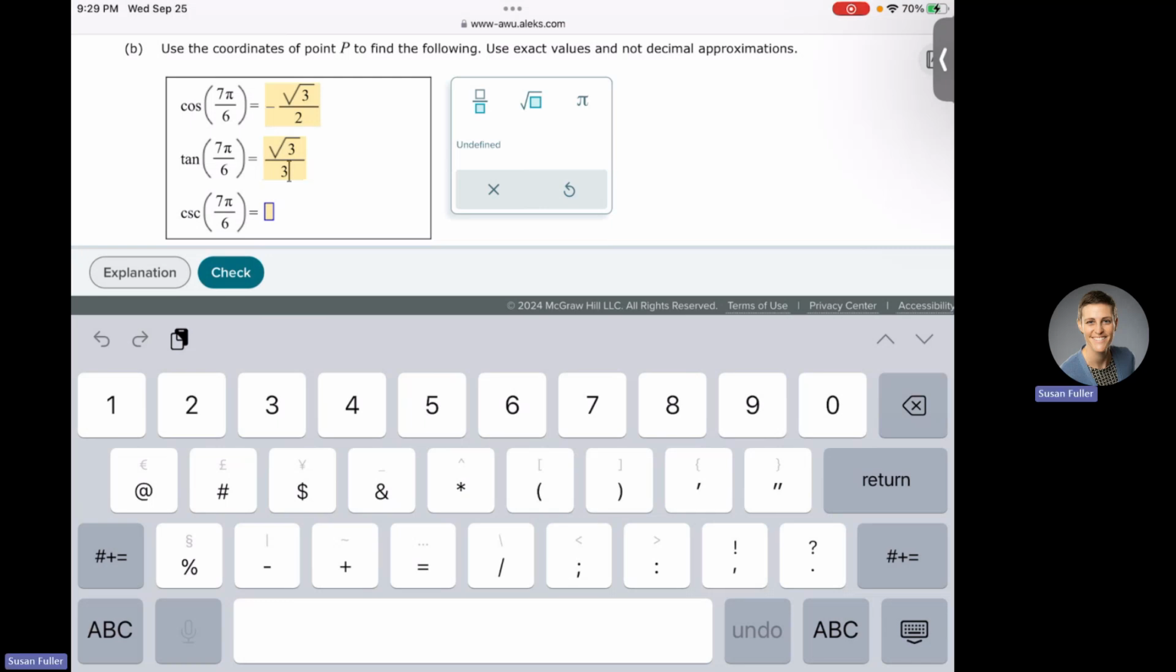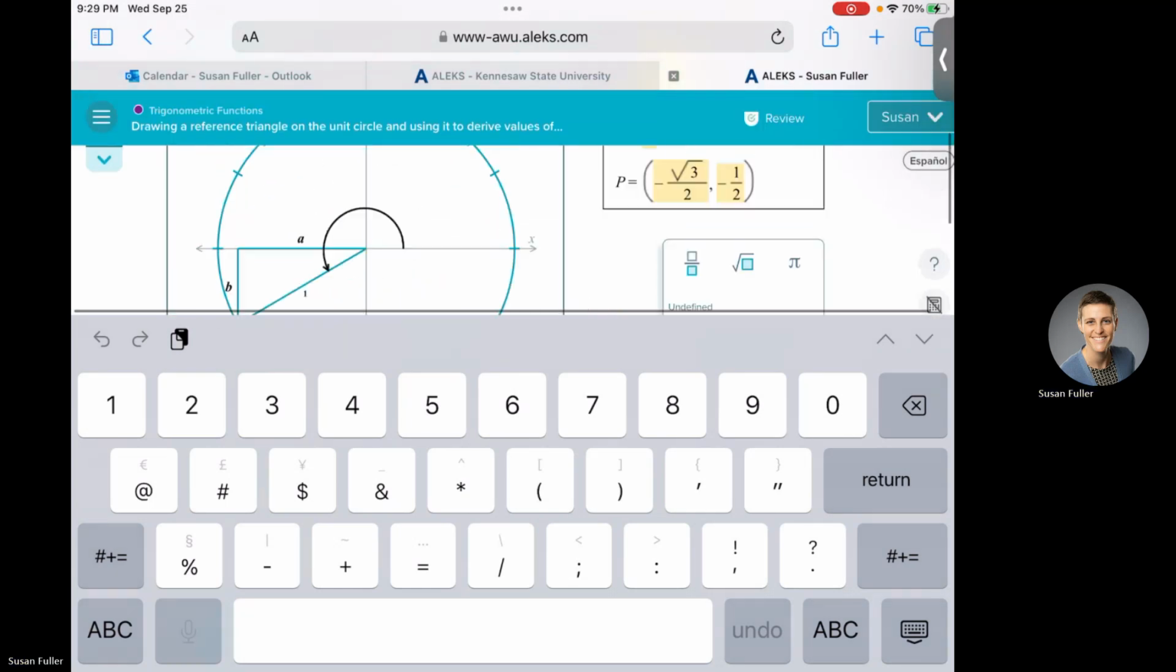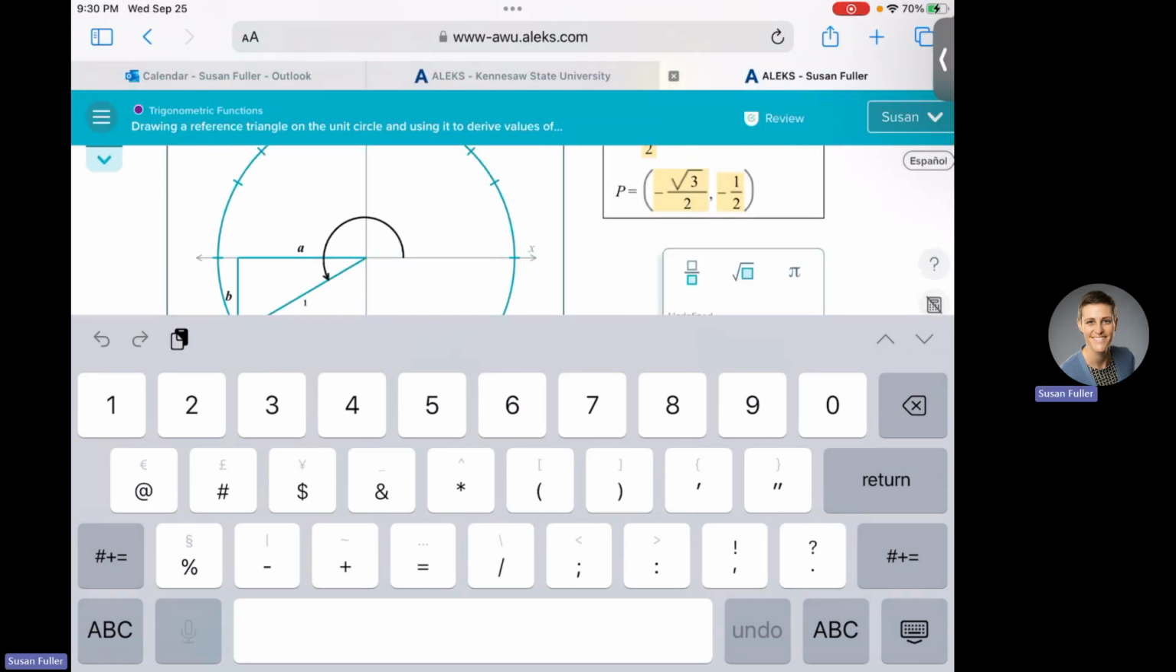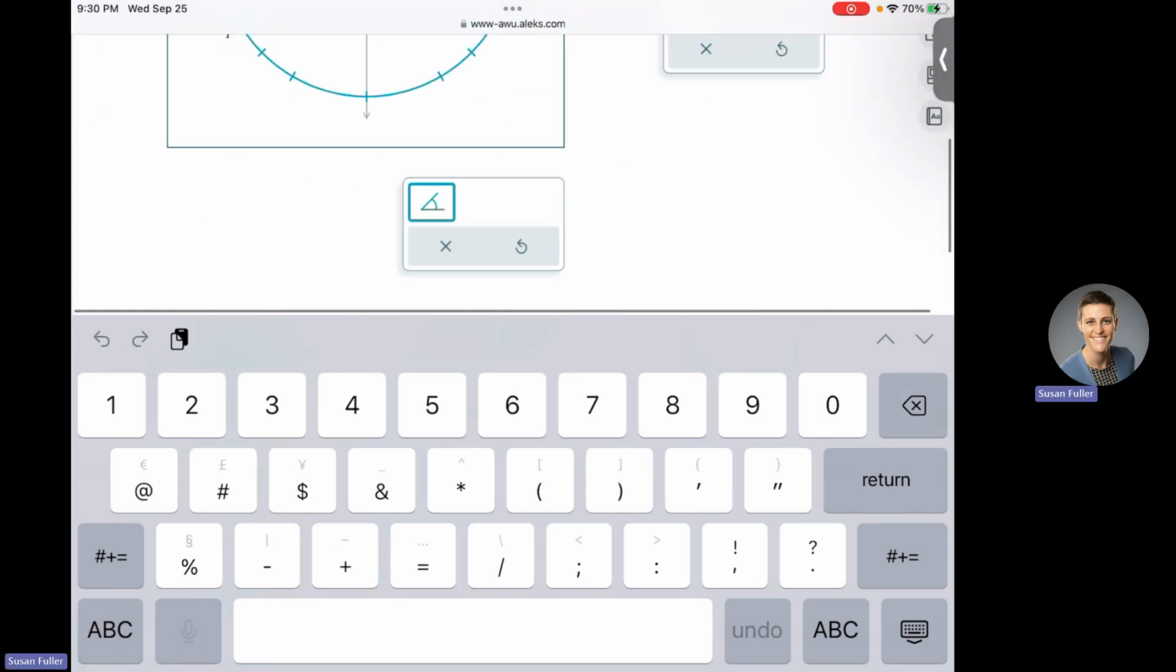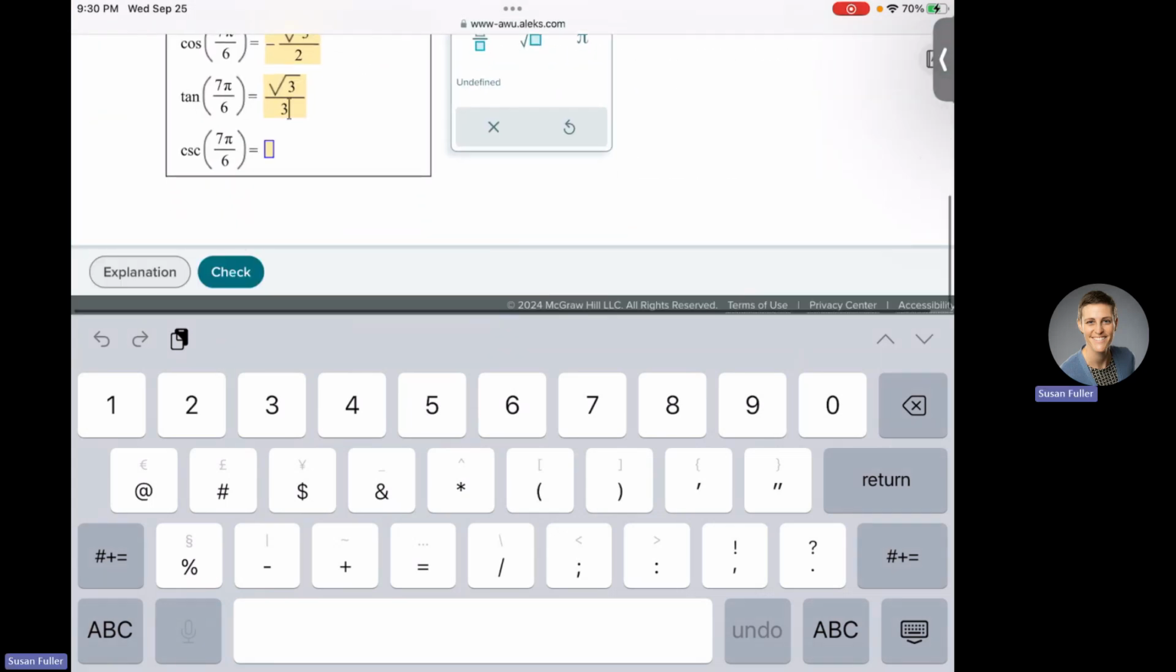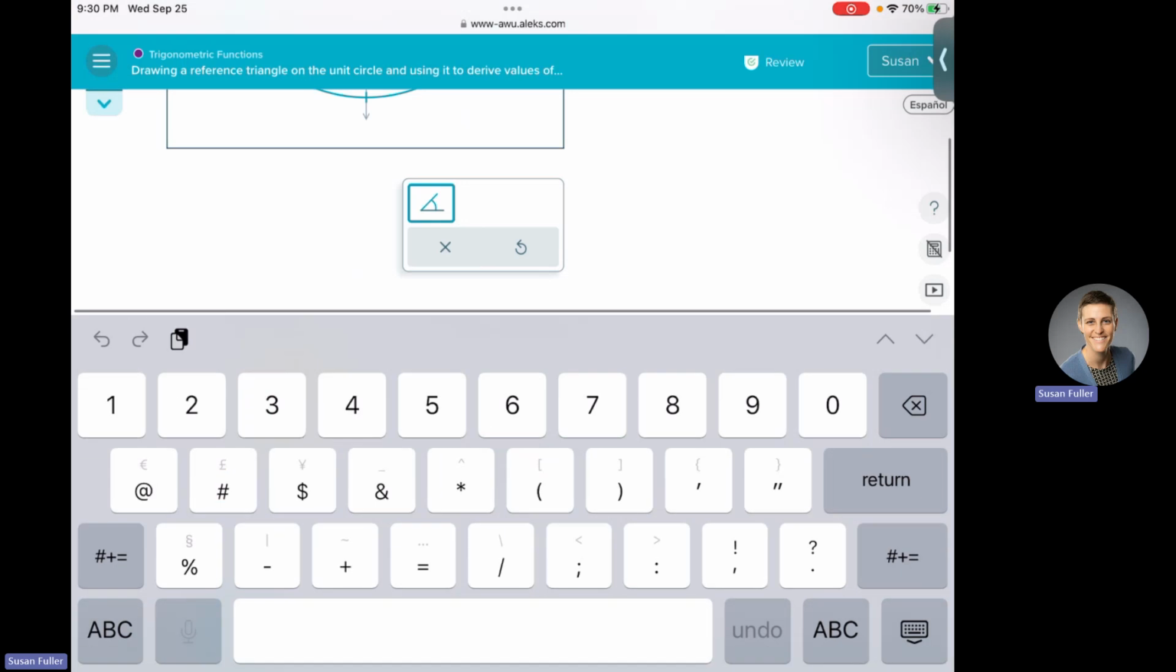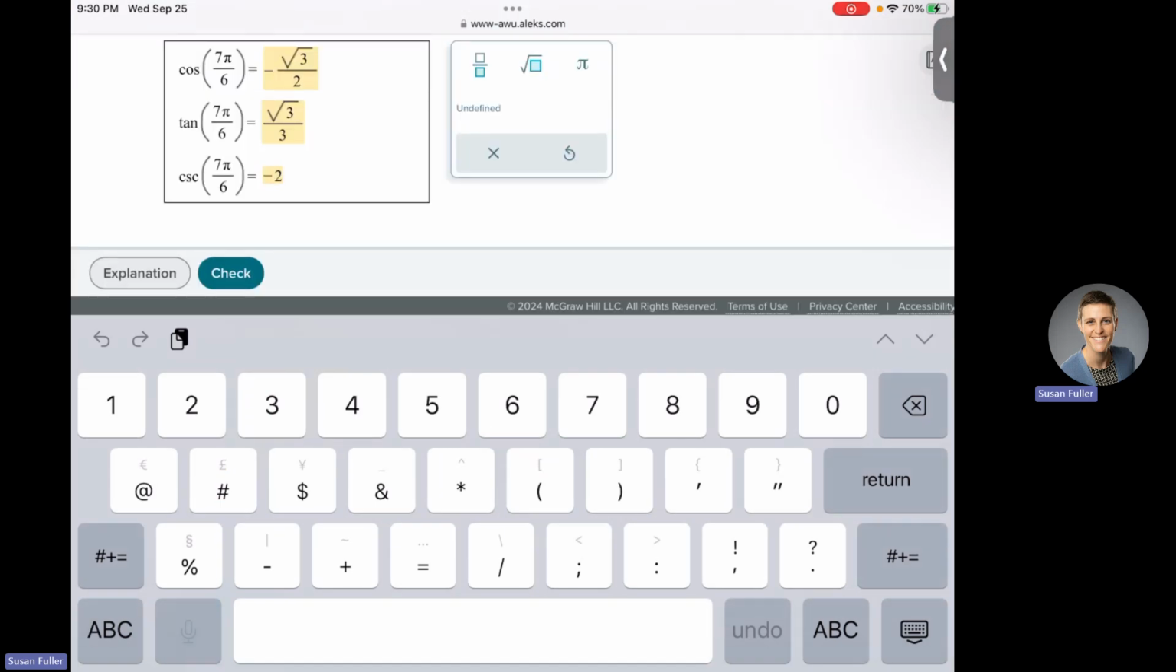Well, cosecant's related to something that we do have. Cosecant is the reciprocal of sine. What would the sine of 7 pi over 6 be? Well, the sine value of 7 pi over 6 would be our y value here, negative 1/2. So that means that the cosecant is going to be the reciprocal of that. So if I take negative 1/2 and I flip it upside down, I get negative 2 over 1. That is the cosecant value. It's negative 2 over 1, or you could just write negative 2.